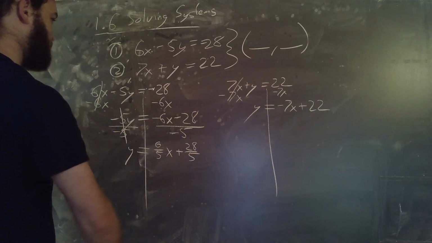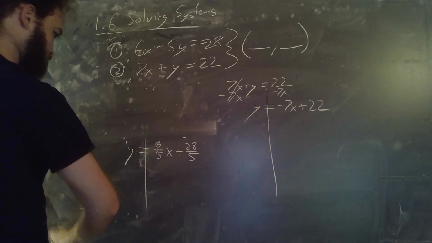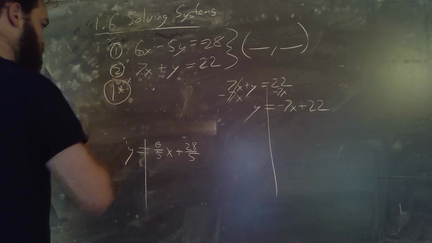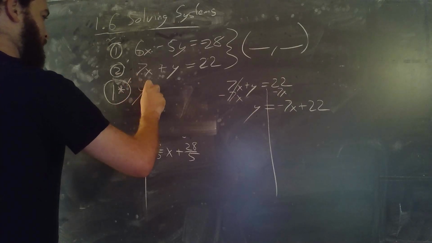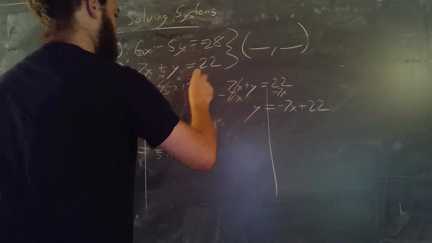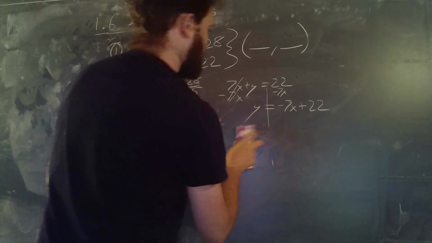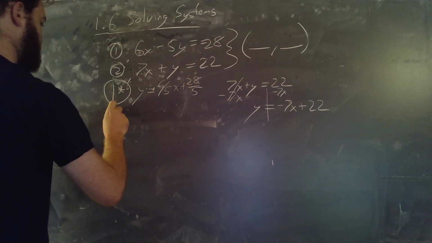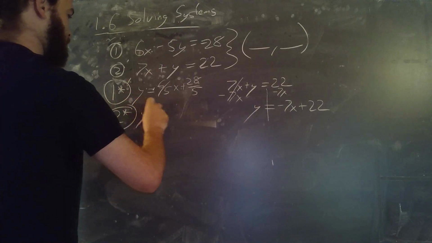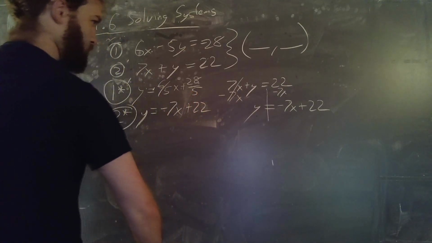Okay, so let's copy down these equations. What equation 1 actually is, I'll call this 1 star, is y equals 6 fifths x plus 28 fifths. And what equation 2 actually is, call this 2 star, is y equals negative 7x plus 22. Cool.